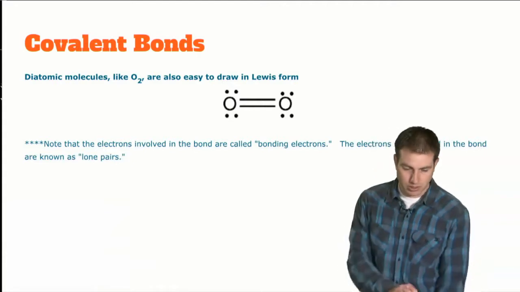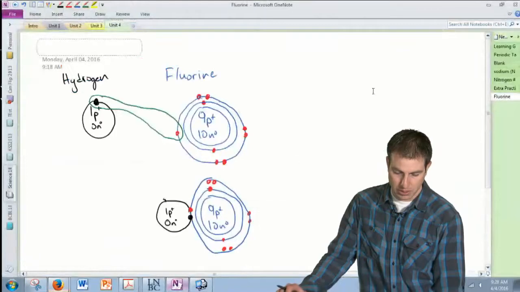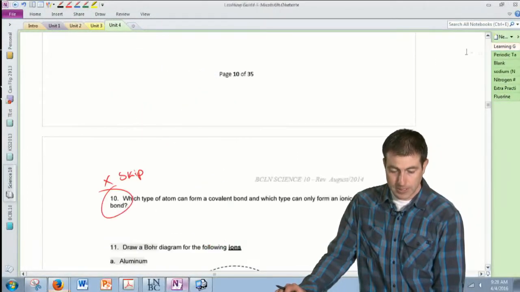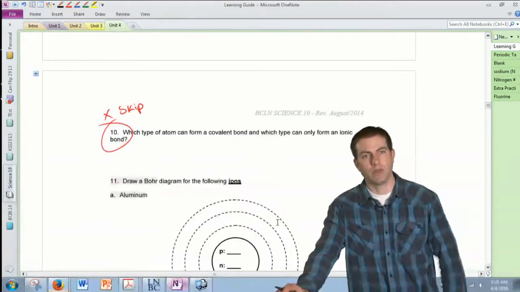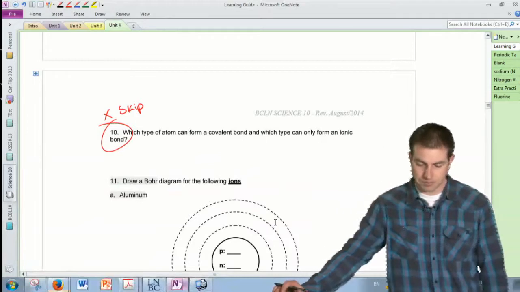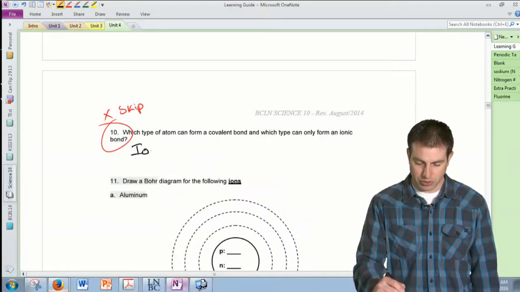So that's that set of notes. I'm just going to jump to the learning guide and we can make sure we're on the right track with the information in there. All right, so I asked you to skip number 10. Which type of atom can form a covalent bond and which type can only form an ionic bond? Remember, one of the important features about a covalent bond is that it's 2 nonmetals. So I'll just answer this for you. I'm in a good mood.